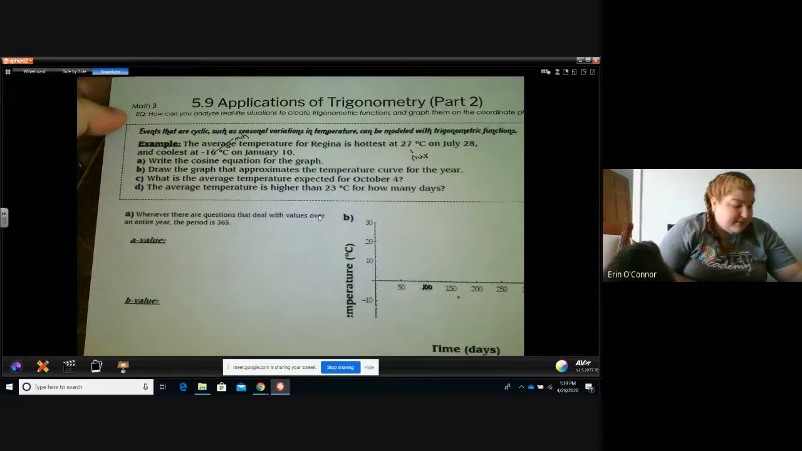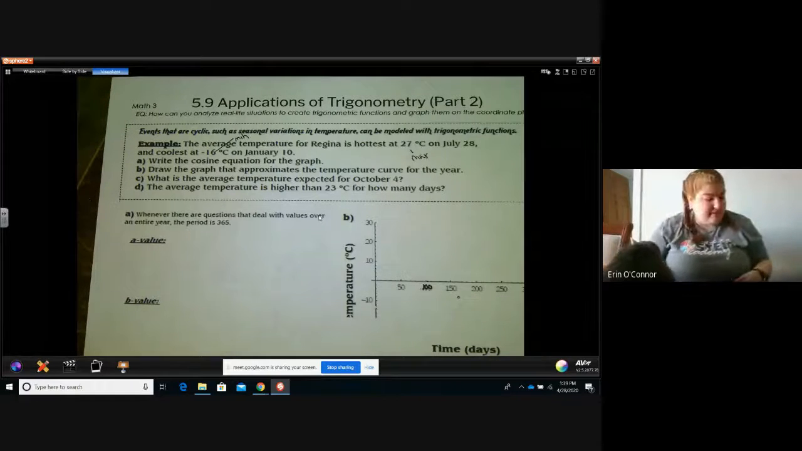Draw the graph that approximates the temperature curve for the year. What is the average temperature expected for October 4th? The average temperature is higher than 23 degrees Celsius for how many days? So we have a lot of questions we're answering here. Let's start off with the A value.